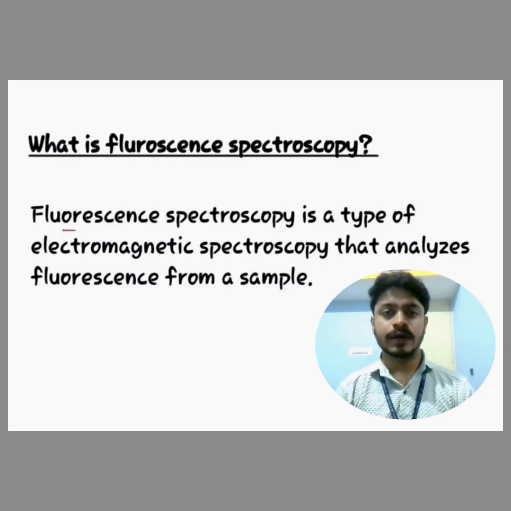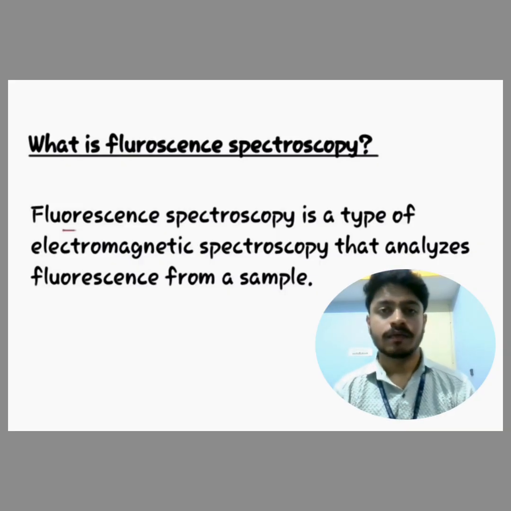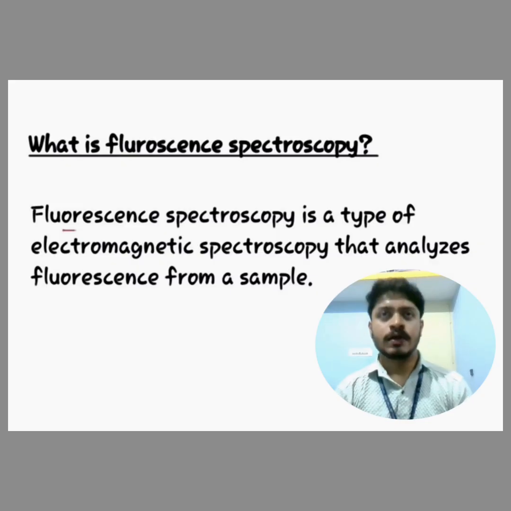Today I am going to explain the topic of fluorescence spectroscopy in analytical chemistry. First, we come to know what fluorescence spectroscopy is. Fluorescence spectroscopy is a type of electromagnetic spectroscopy that analyzes fluorescence from a sample.